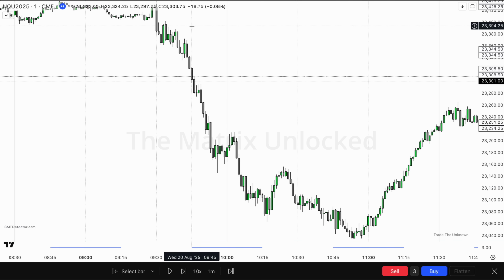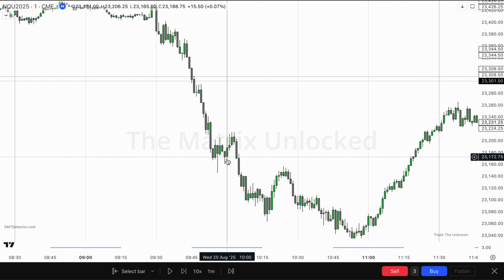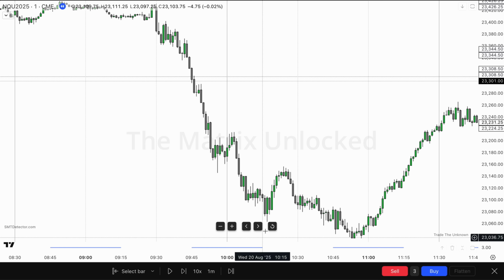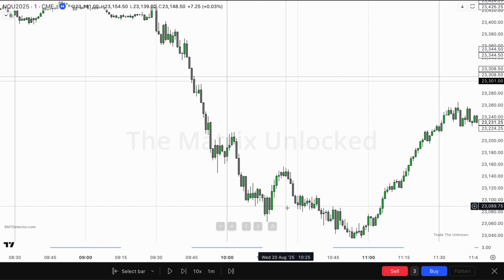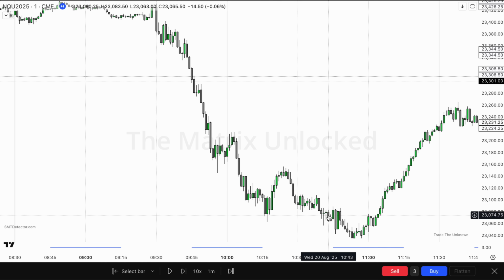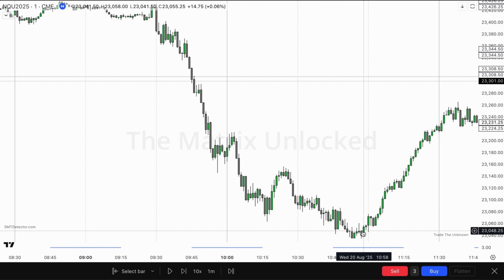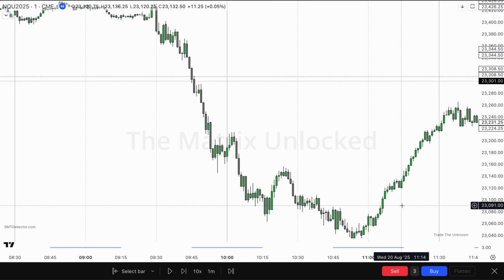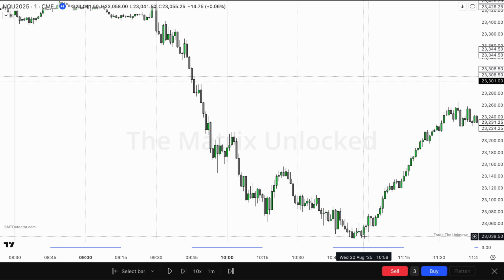Now, just to show you how many times this actually happens, another example right here. First half of the macro right here continues expanding lower. Second half of the macro opens high, continues down. And you see towards the end of the macro, price starts consolidating, right? Moves a little bit lower. And then in the next macro that we have from 10:45 to 11:15, what does price do? Orders are being filled.